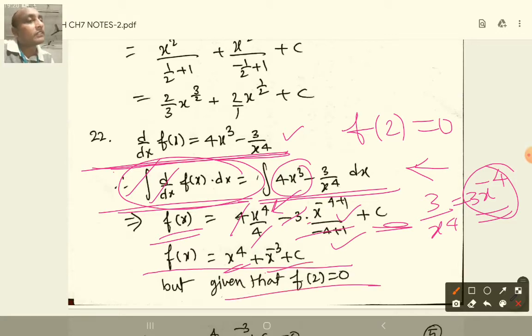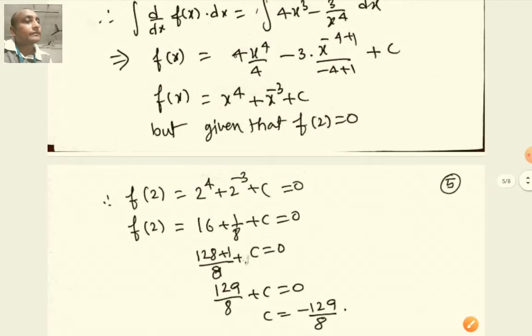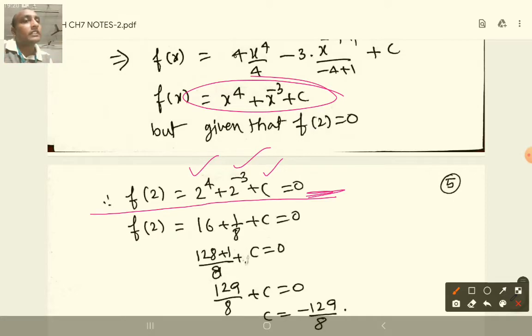But what is given? The f of 2 value is given as 0. So f of 2 is equal to 2 power 4 plus 2 power minus 3 plus c is equal to 0, because this is f of x. Then it is 16 plus 1 by 8 plus c is equal to 0. 2 power minus 3 is nothing but 1 by 8, and 2 power 4 is 16. So the calculation is 128 plus 1 by 8, because LCM was taken, plus c is equal to 0. C is equal to minus 129 by 8.